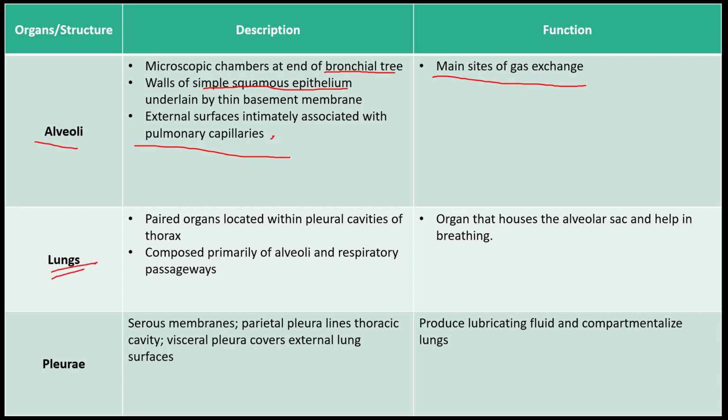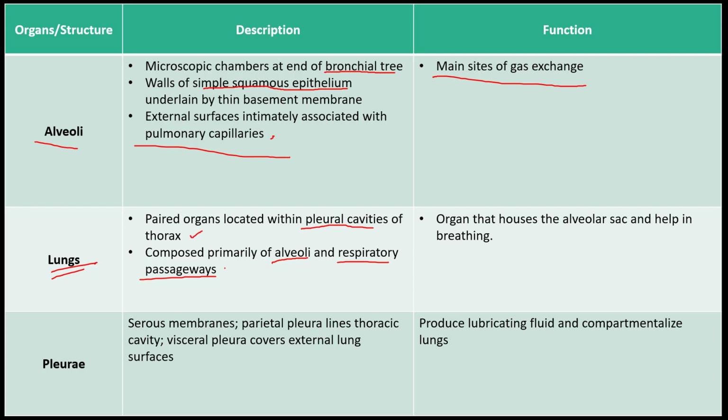The lungs are a paired organ located within the pleural cavities of the thorax. So you have the thoracic chamber as I was saying. Inside the pleural cavity you have two of these, so you have the left lung and the right lung. It is composed primarily of alveoli and the respiratory passageways. That is, we are talking about the primary, secondary, tertiary bronchioles. So that one along with alveoli is the main composition of the lungs.